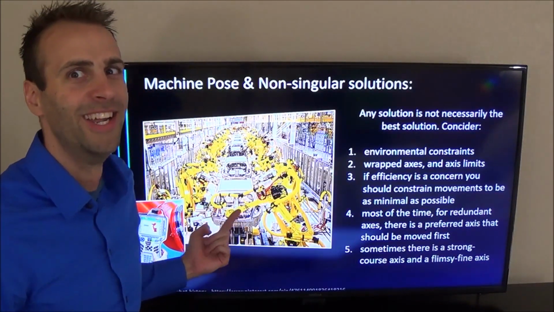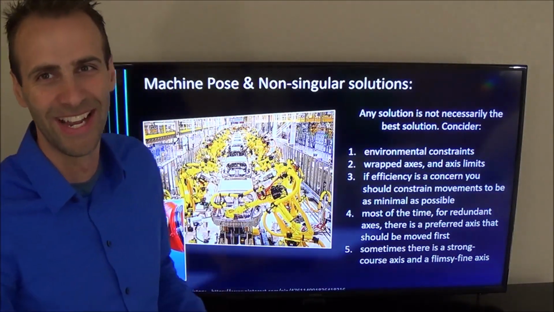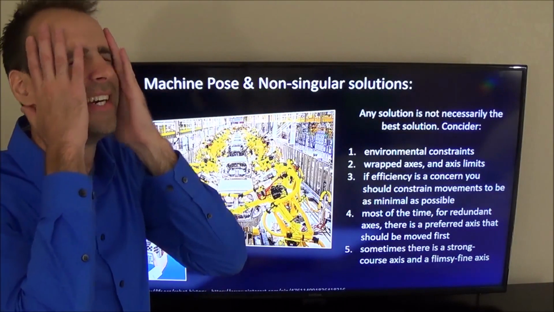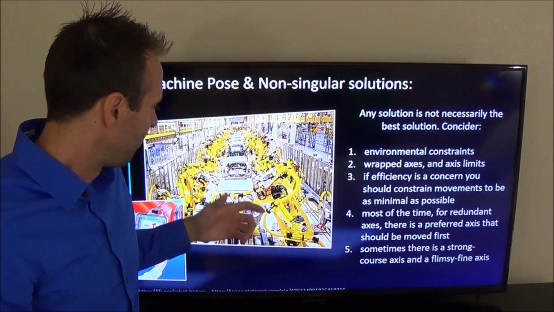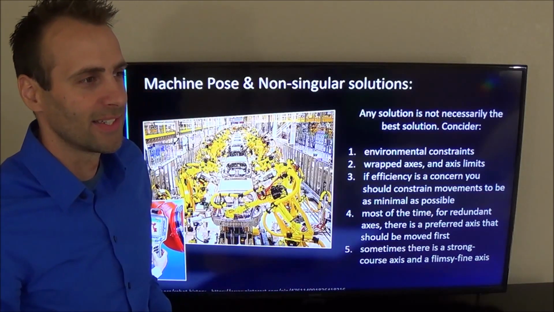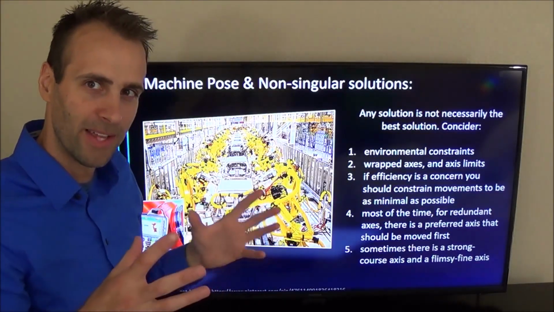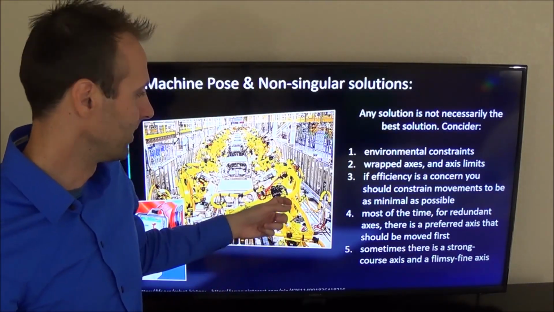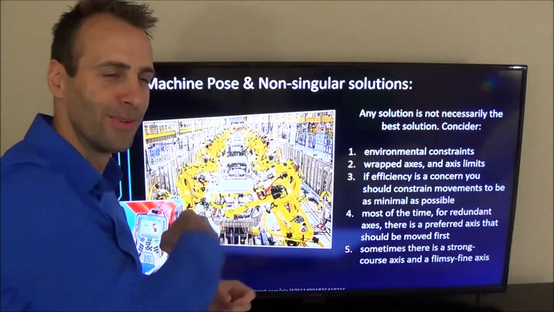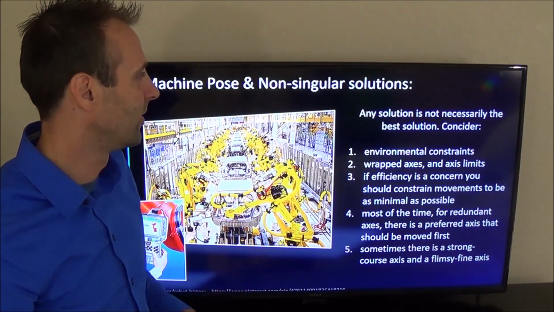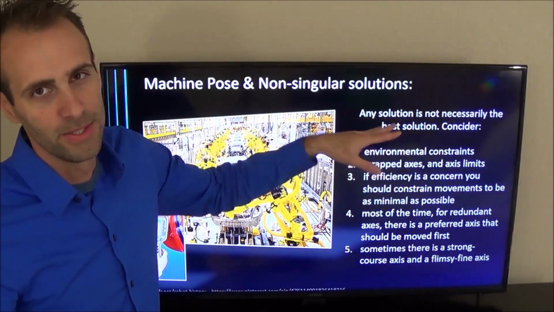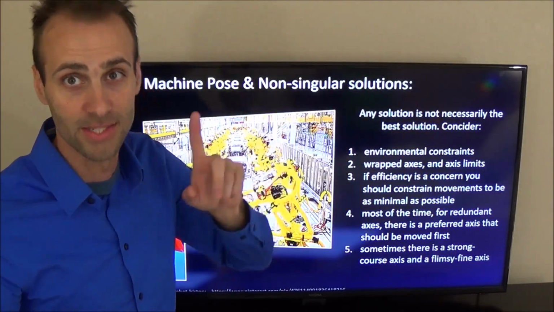Can you imagine this? Like if I walked in there, I'd be like, this is going to take me 5 years, right? And the reason is because even though you solve that equation, your shoulder might be driving through the car, or your elbow, or your wrist might be in some weird direction. So any solution is not necessarily the best solution, right?